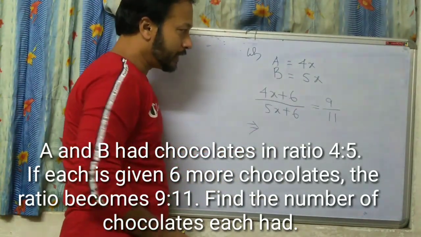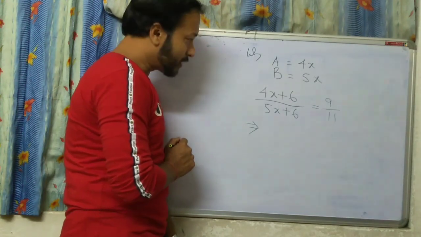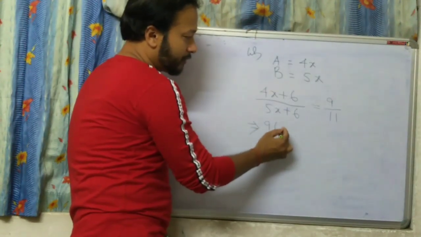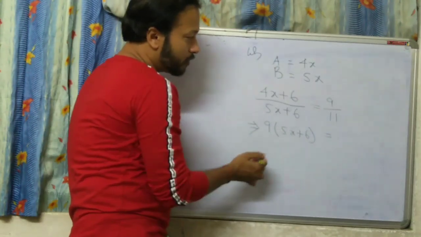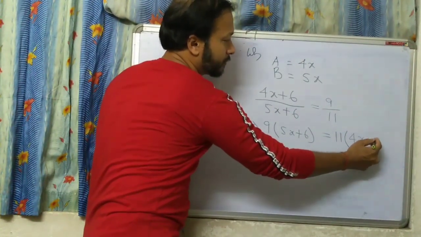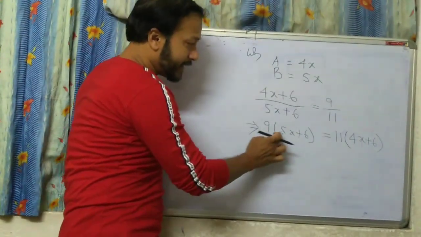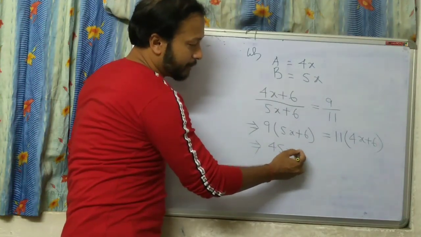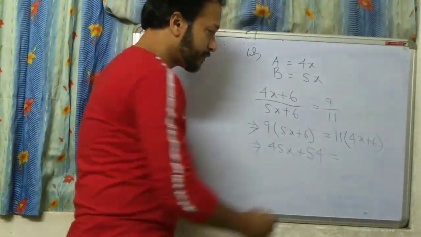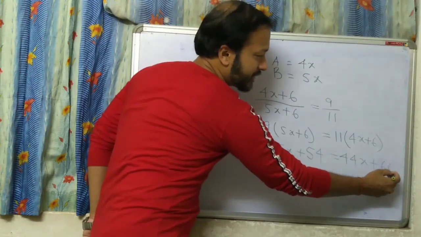Now, you have to cross multiply it. I showed you this style in the first video. Now, cross multiply. By 9, multiply this. 5x plus 6 equal to 4 into this. Sorry, 11 into this. Remove the bracket. 9 into 5, 45x plus 9 into 6, 54. By 11 you multiply this. 44x plus 11 into 6, 66. Got it?